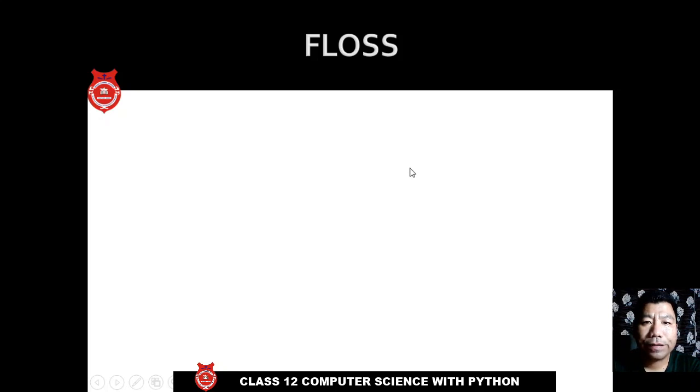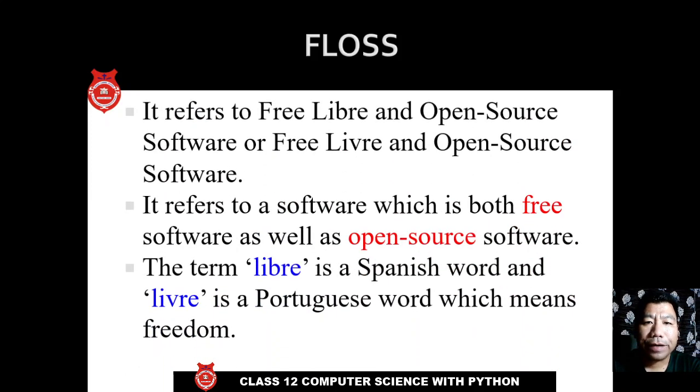The next one is FLOSS. This is a short form, and the full form is Free, Libre, and Open Source Software, or Free/Libre and Open Source Software. So it has two full forms. It refers to software which is both free as well as open source.